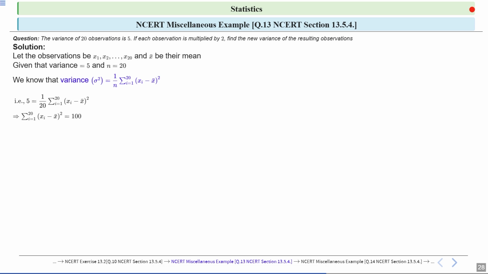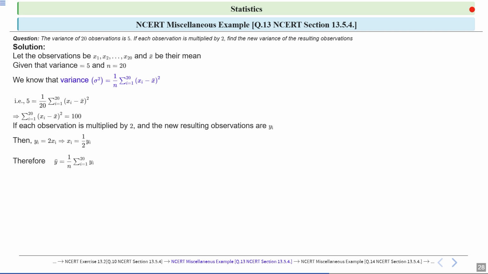Now let's solve for the sum of square deviations. So multiplying both sides by 20 gives us summation from i equal to 1 to 20 of xi minus x bar whole square equal to 100. If each observation is multiplied by 2 and the new resulting observations are yi, then yi is equal to 2 times xi and it implies xi is half of yi.